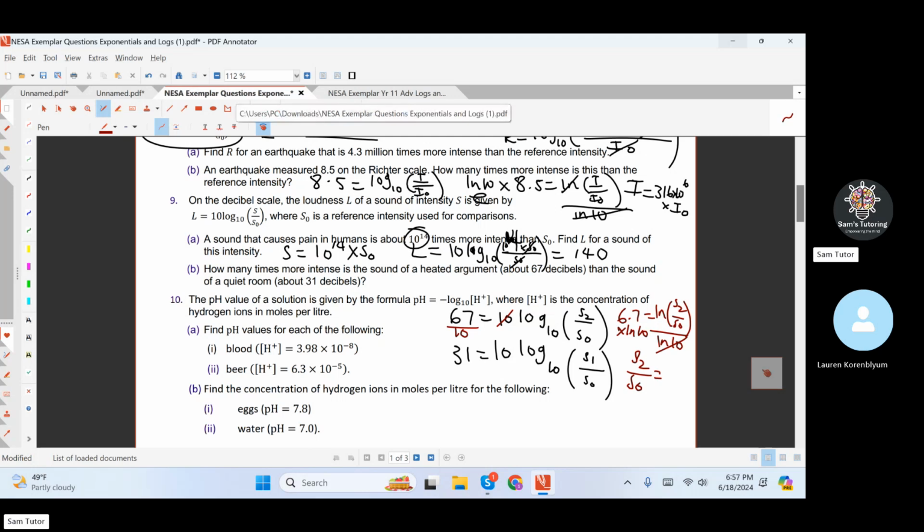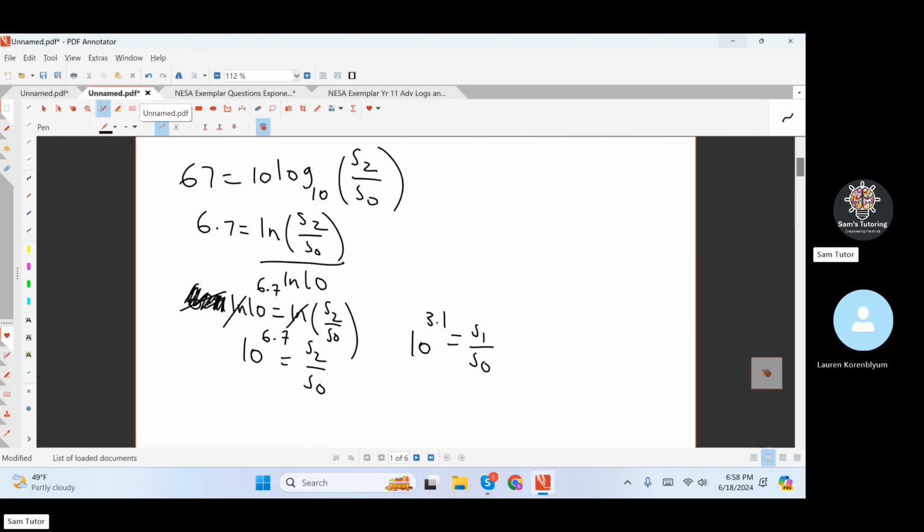Question says, how many times more intense is the sound of a heated argument compared to a quiet room? So how many times is this larger pretty much than this? How would you work that out? Yep, divide them. Which one goes on the top? Which one goes on the bottom? Big one goes on top. Wrong? Small one on top.